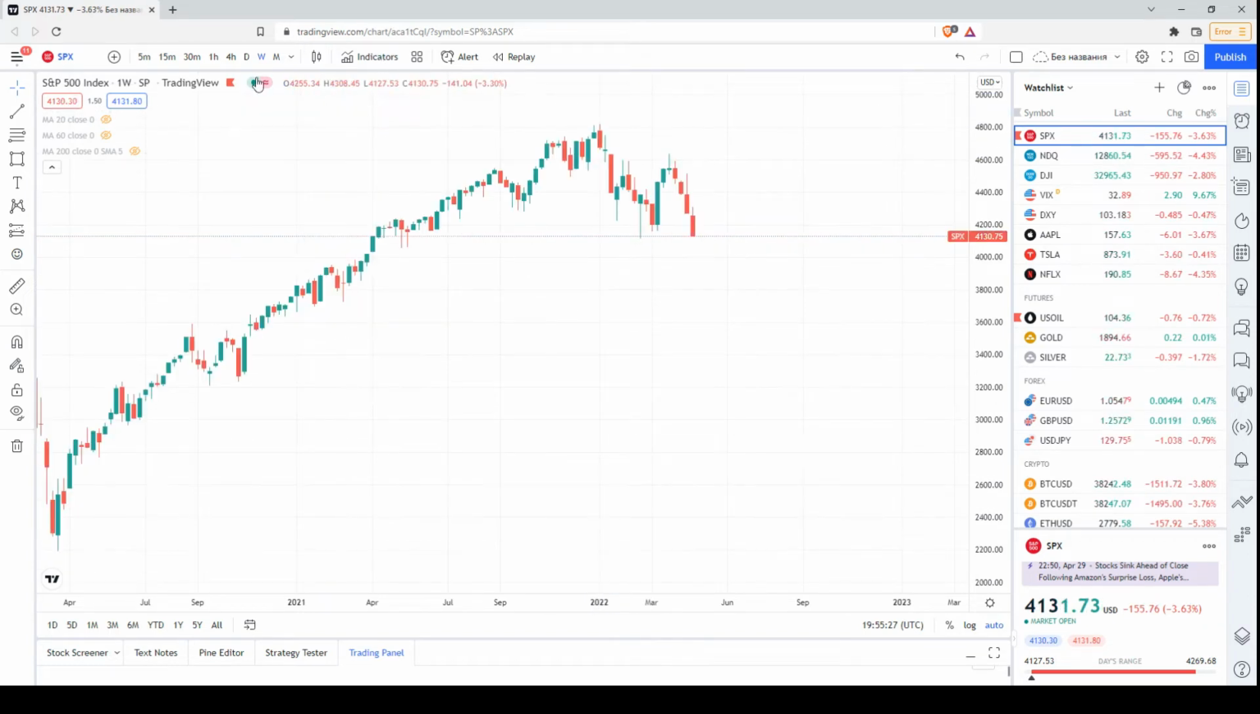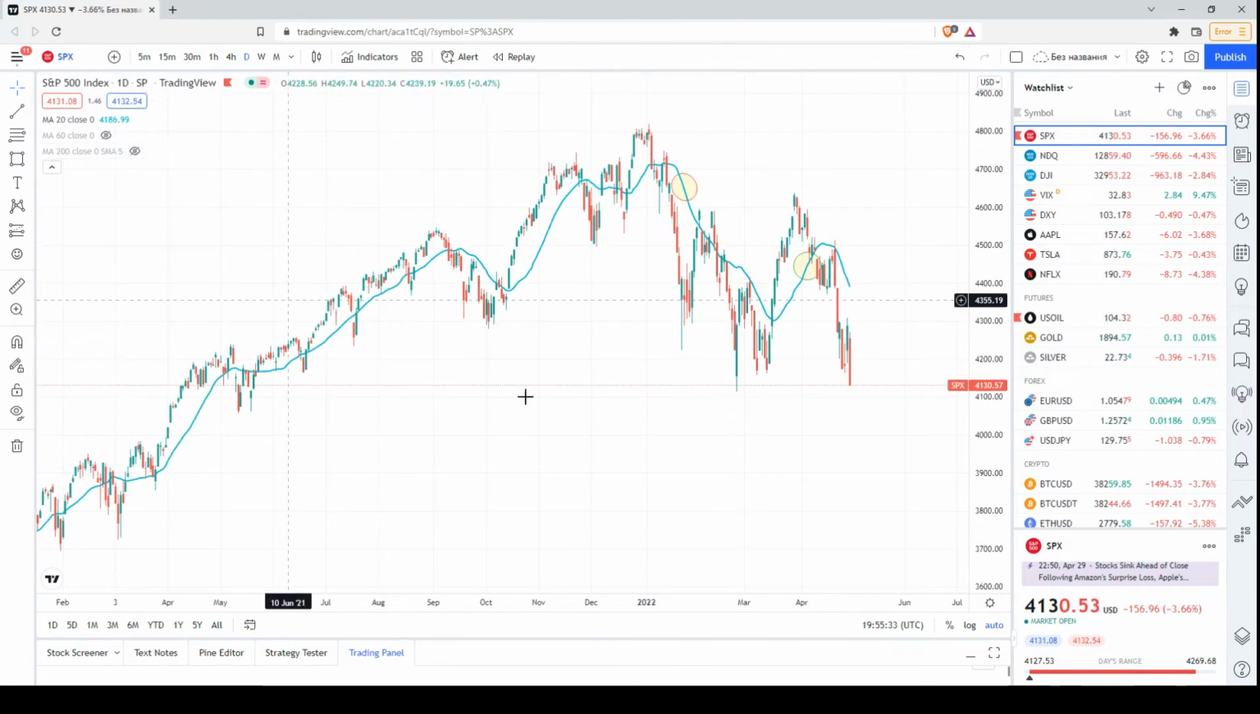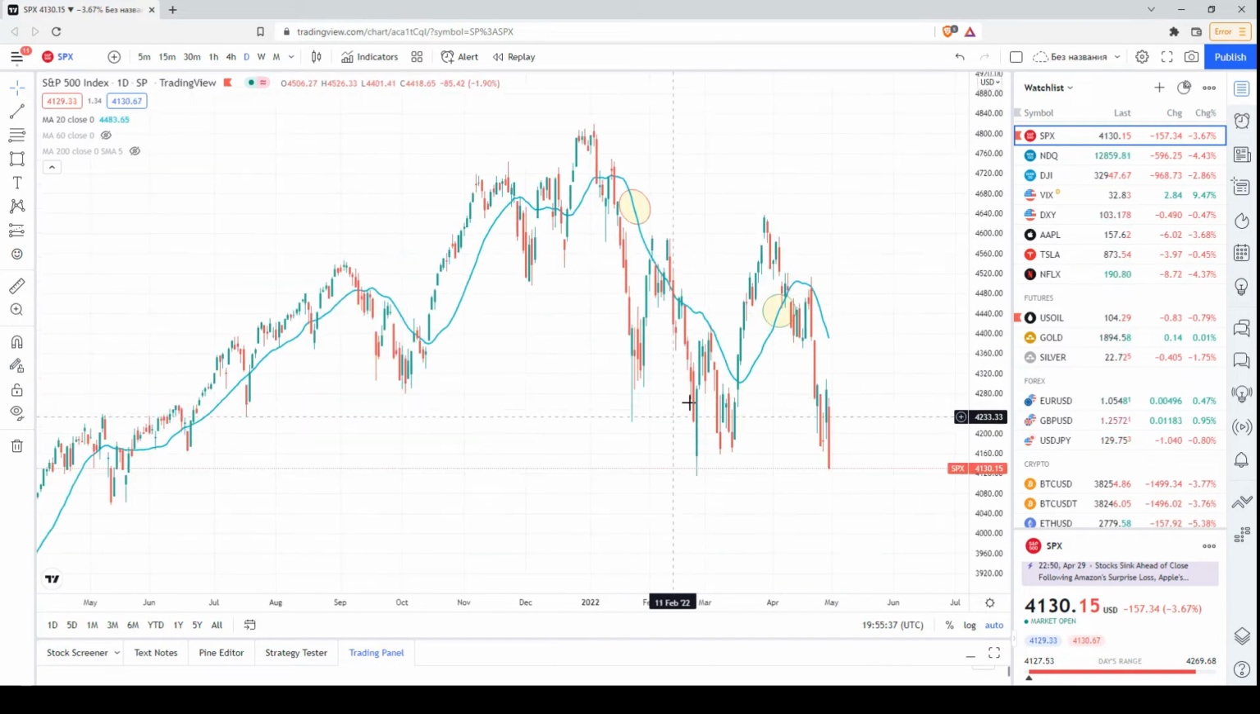Next, let's have a look at the daily chart. This is the daily chart. We have three moving averages. Let's start step by step. The first one is for the period of 1 month or the 20-day moving average.